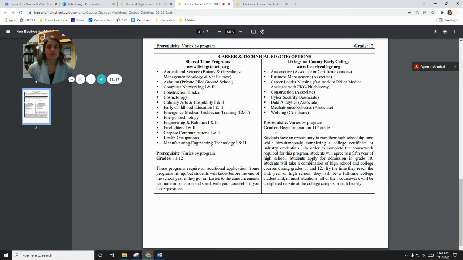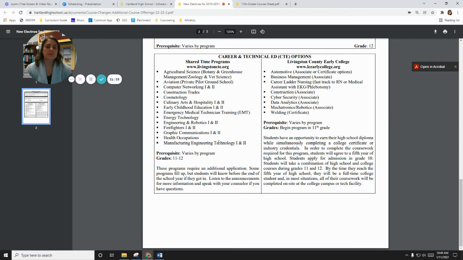It's a great opportunity for somebody who is really interested in one of these pathways and committed and ready for the college coursework. So that's the early college pathway. And if you open up this document from the website, this link is active. It will take you to the early college website so you can learn more about it.